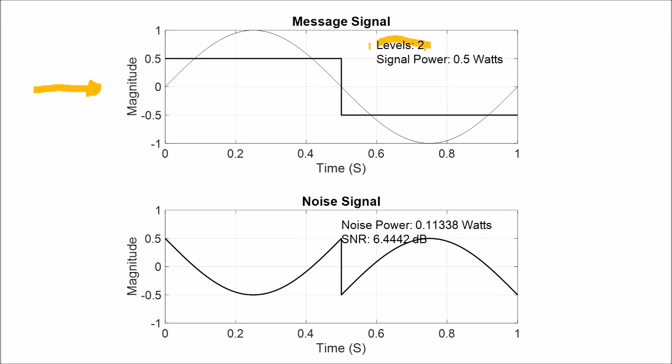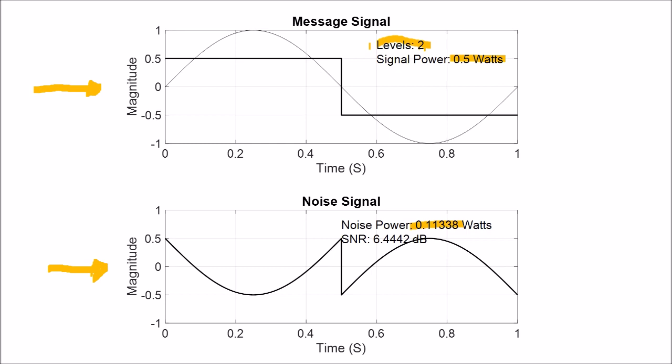Since the amplitude of the sinusoid is 1, the signal power in the message is 1/2 the amplitude squared. That's 0.5 watts. The bottom trace shows the error signal. This is the quantized signal minus the actual signal, traced out as a function of time. We can find the power in this noise signal by squaring the signal and then finding the average value. And that's easily done numerically with MATLAB. It turns out that the noise power is 0.11 watts and some change.